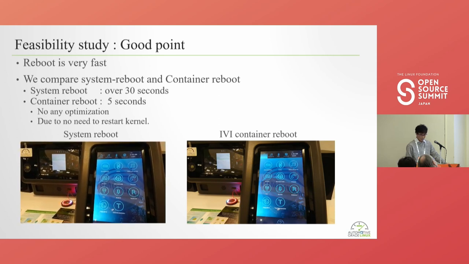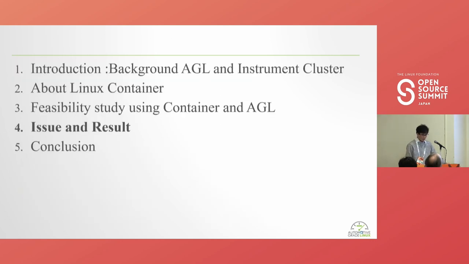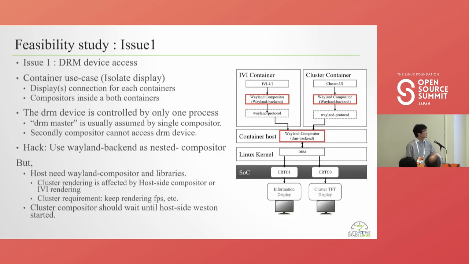Okay. So there is a very different point in the container case compared to the normal case. However, it is not only a good point; several issues occurred. The main issue is the DRM issue. From an embedded viewpoint, peripherals or some resources are required, so they are shared. DRM device access is the main big issue that occurred.